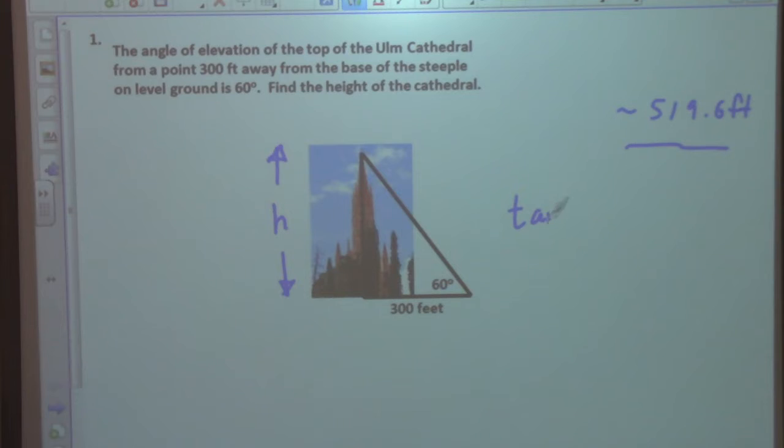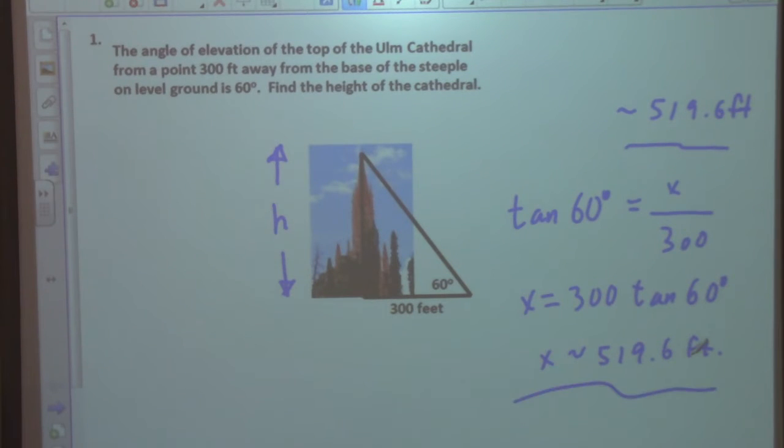What is that equation going to be? Tangent of 60 degrees is equal to, what is our opposite side? X over 300. Okay, and then x is going to be equal to 300 tangent 60 degrees. And when you press that in your calculator, 519.6 feet, same answer. So it's sort of a little bit of an object lesson, isn't it?